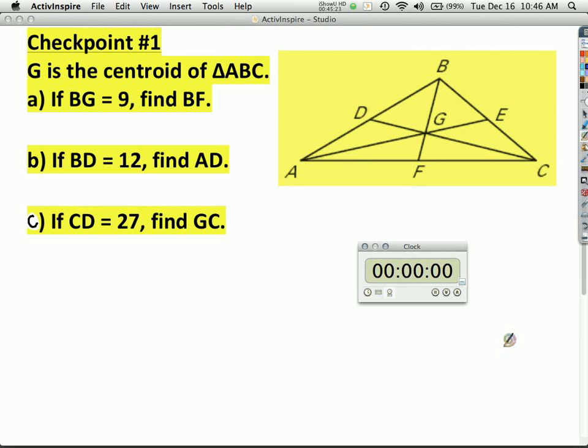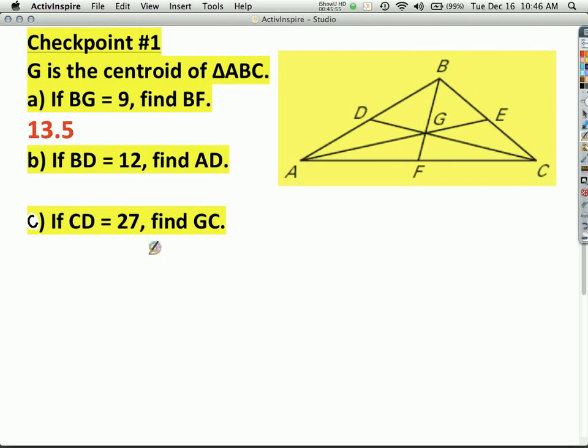All right, equity bars in effect. Here we go. For part A only, I got student number 13 and student number 1. Student number 13, what'd you get? 12. Student number 1, what'd you get? 13.5. So we have a disagreement, which means I go to student number 4. Student number 4, what did you get? 13.5. The correct answer is 13.5.